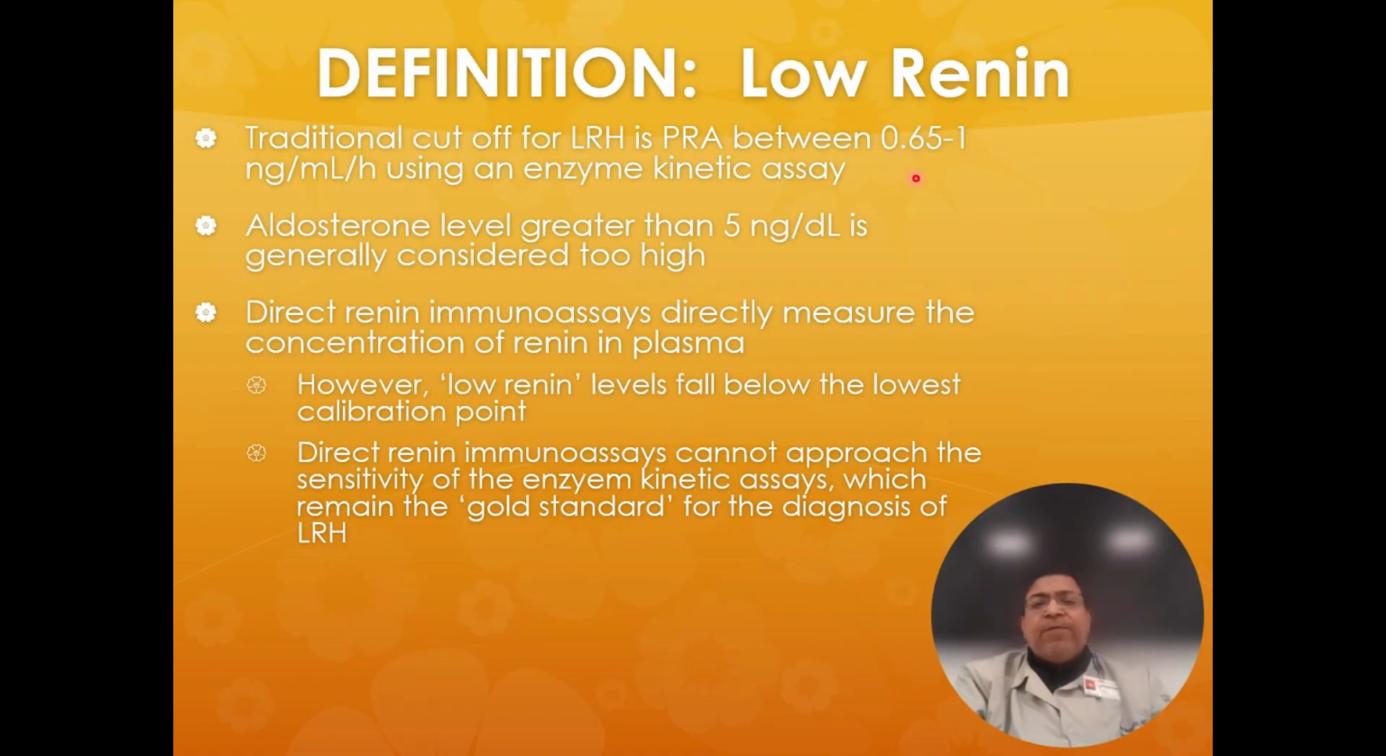The traditional cutoff for low renin hypertension is plasma renin activity between 0.65 to 1 nanogram per milliliter per hour using an enzyme kinetic assay. As I said, aldosterone levels greater than 5 nanograms per deciliter is generally considered too high. Direct renin immunoassays directly measure the concentration of renin in plasma. However, low renin levels fall below the lowest calibration point. Direct renin immunoassays cannot approach the sensitivity of the enzyme kinetic assays, which remain the gold standard for the diagnosis of low renin hypertension.